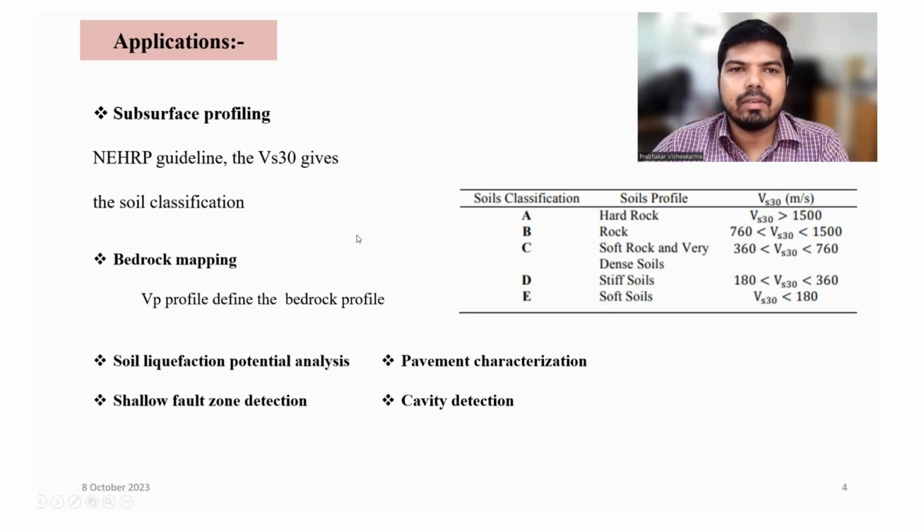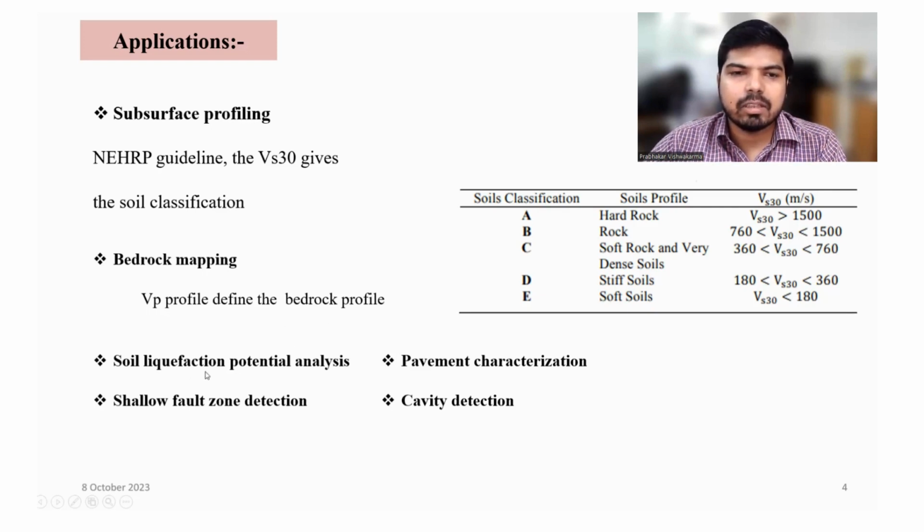Once we estimate the VS up to 30 meters depth, then we can estimate the average value of shear wave velocity up to 30 meters. This will give the VS30 of that particular site. Second, we can also estimate bedrock mapping. Once we know the VP, the VP will define the bedrock profile.